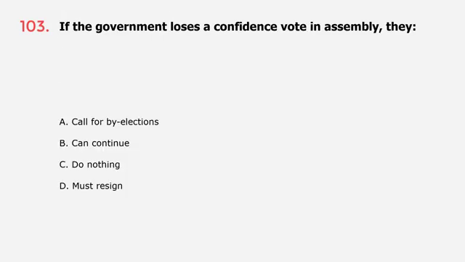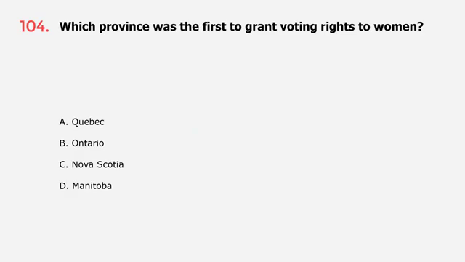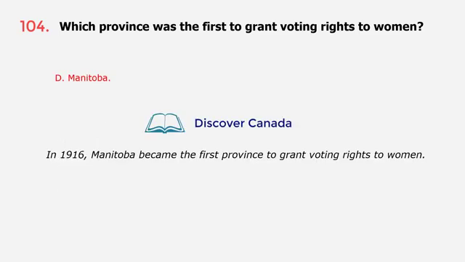Question 103. If the government loses a confidence vote in Assembly, they A. Call for by-elections. B. Can continue. C. Do nothing. D. Must resign. The answer is D. Must resign. Question 104. Which province was the first to grant voting rights to women? A. Quebec. B. Ontario. C. Nova Scotia. D. Manitoba. The answer is D. Manitoba.